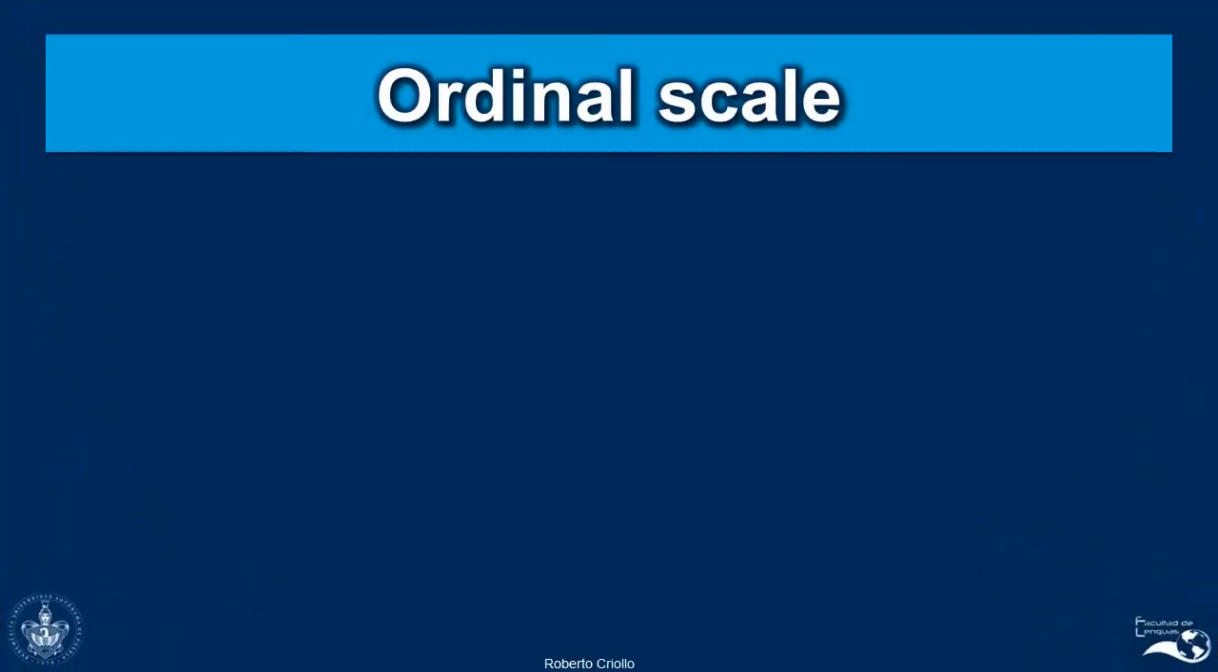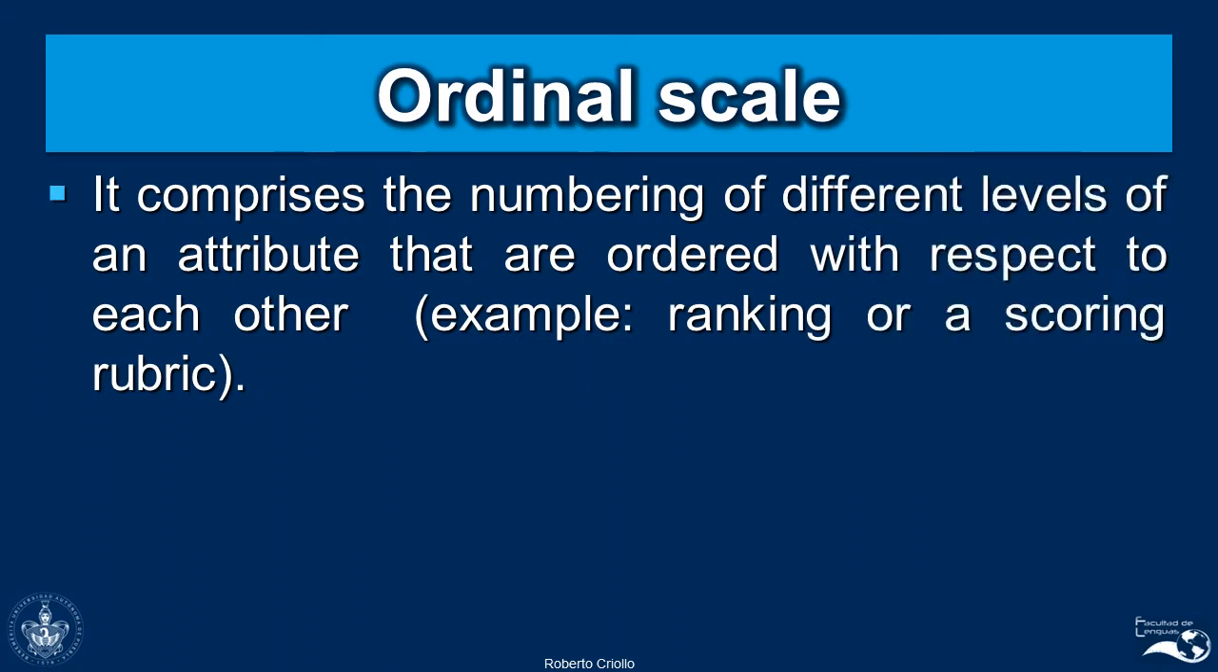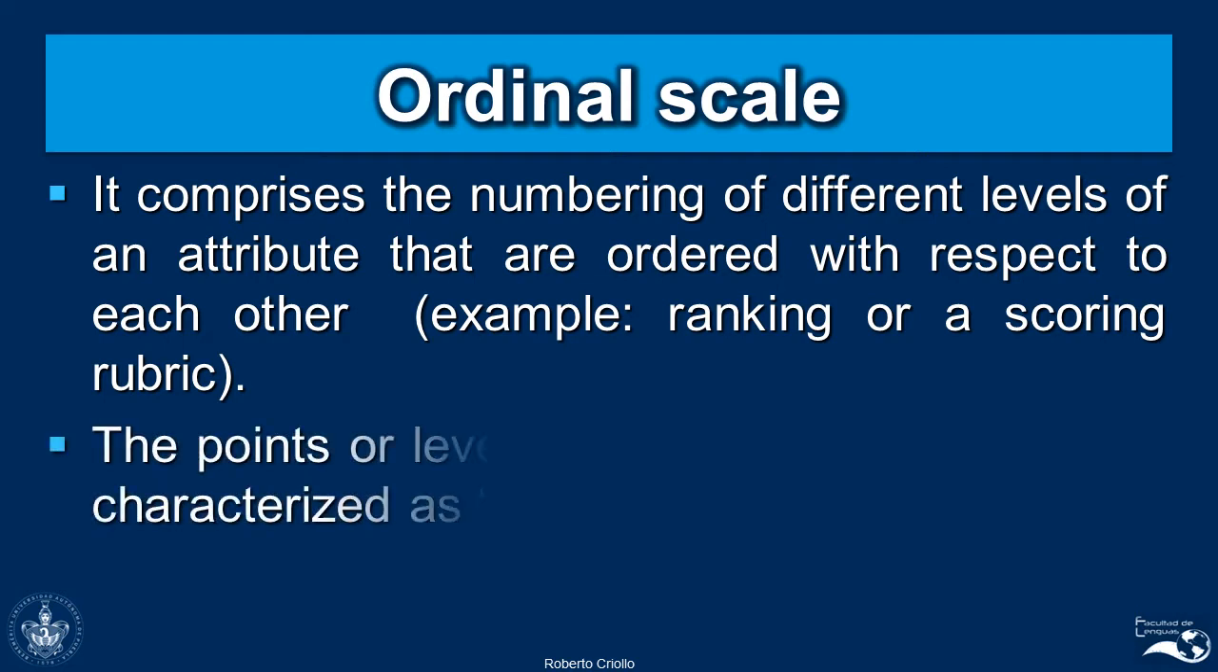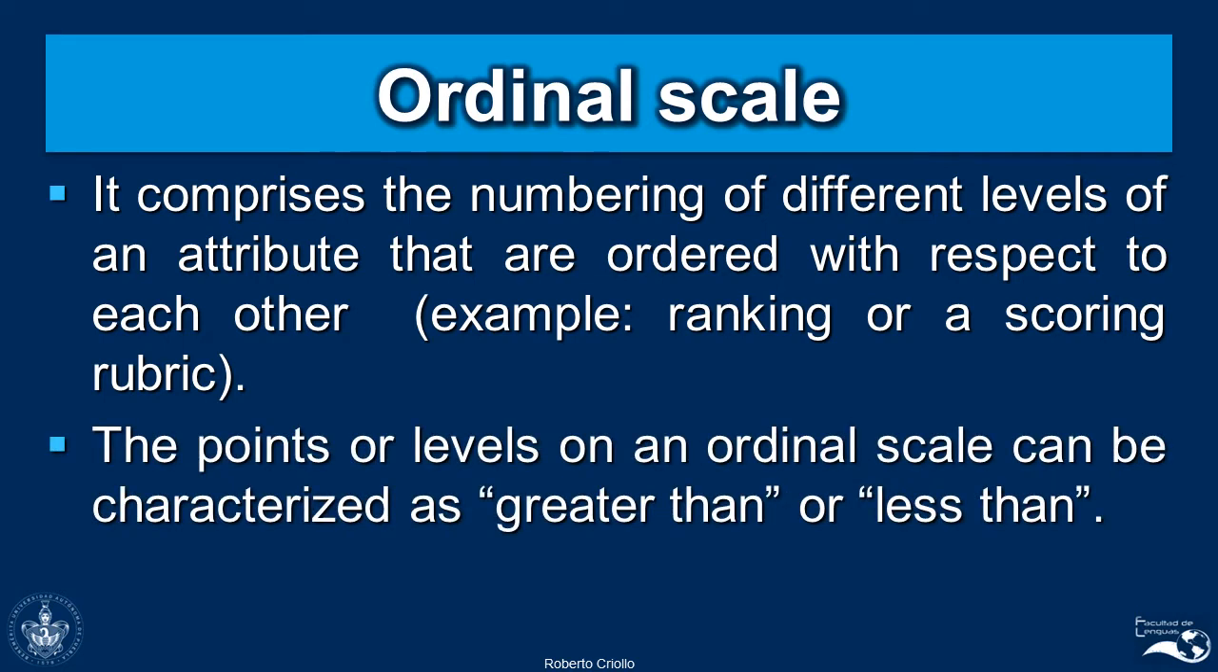Another kind of scale is the Ordinal scale. Now, an Ordinal scale comprises the numbering of different levels of the attribute that are ordered with respect to each other. And very obvious examples are the rankings or the scoring rubrics. In this case, the points or levels that are indicated on our Ordinal scale can be characterized as greater than or less than.